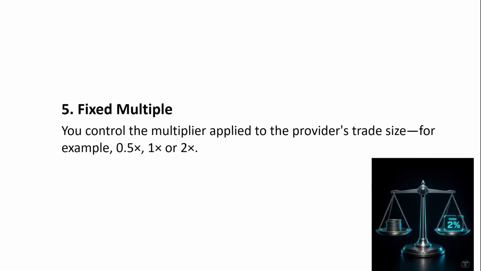Then we have the fixed multiple option. Here you can control the multiplier applied to the provider's trade size. For example, 0.5. So if you don't want to use the fixed one, you can use the fixed multiple. Here the 0.5 means you are using half of what that person is using, but use this at your discretion, and you can get better guidance from your account manager.